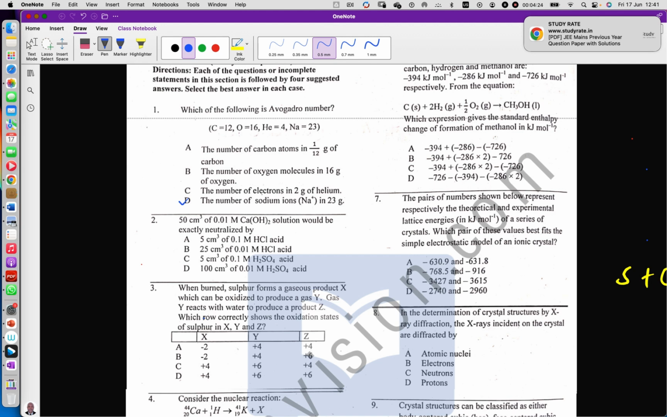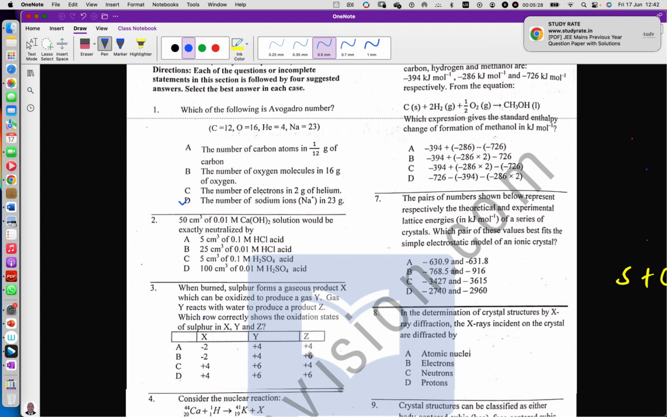Question number 2. 50 cm cube of 0.01 molar calcium hydroxide solution would be exactly neutralized by what volume of 0.01 molar hydrochloric acid? You have been given 50 cm cube, that is the volume of the hydroxide, and the concentration of the hydroxide. What you need to do here is calculate the number of moles of the hydroxide ion. After calculating, I got 0.005 moles. Then we need to calculate the hydrogen ions, and I got 0.001 mole of hydrogen ion.